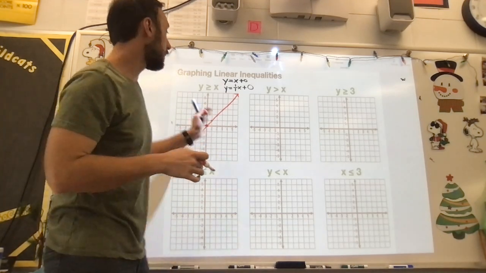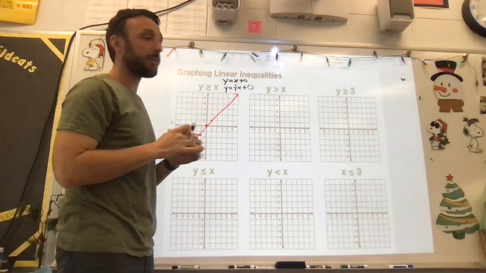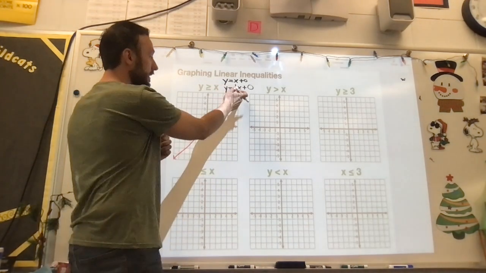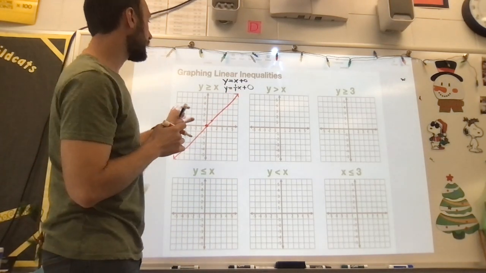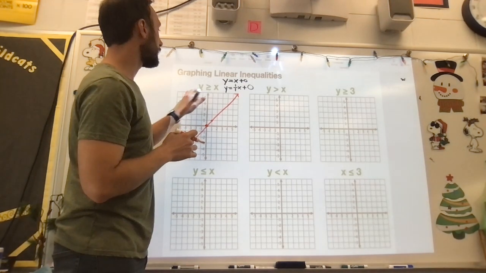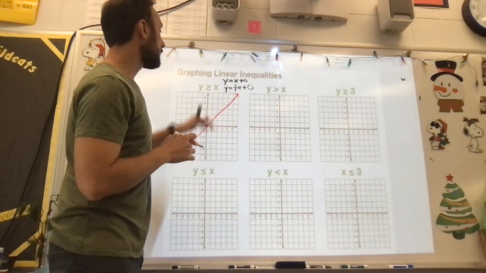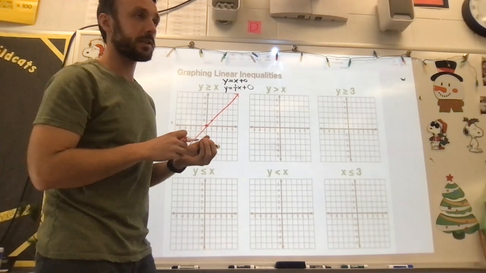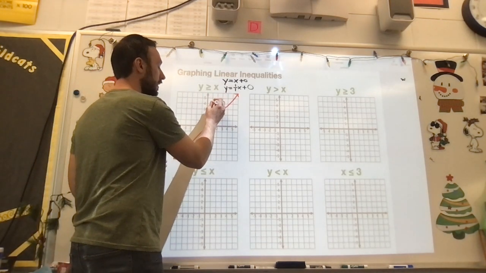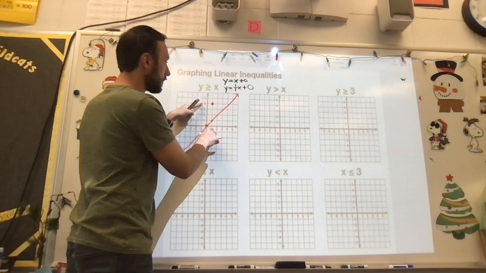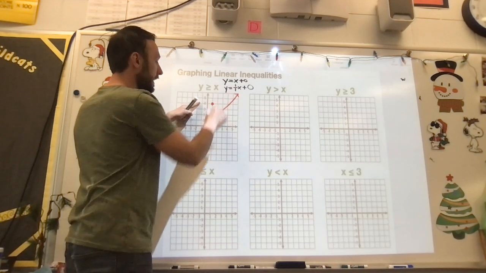The difference now is for this one, there's going to be one difference. If it was y equals x, this is our solution. All the x's and all the y's on the line are our solutions. But for this, it says y is greater than or equal to x. So we want all the times when our y value is greater than our x value. If I pick a point right here, our y is 4, our x is 1, the y value is greater than the x value.